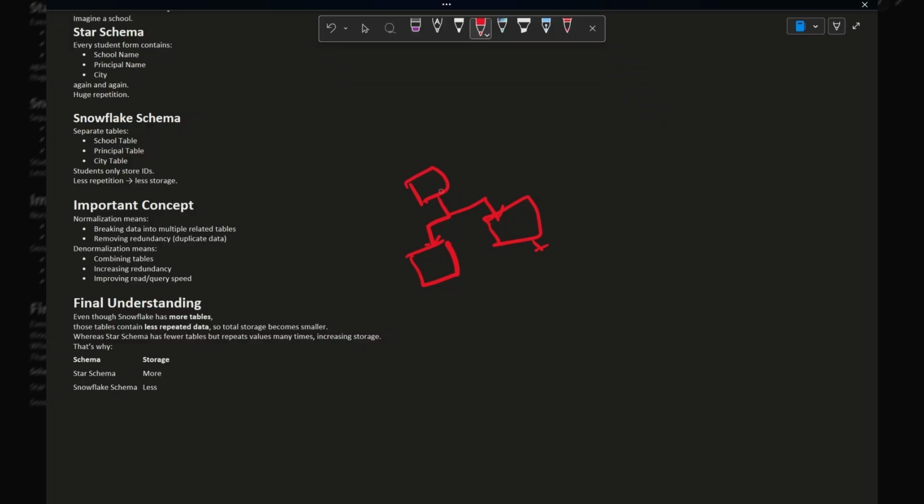So that's all about today's video, where we discussed star schema, Snowflake schema, when to use what, why Snowflake schema uses less storage even if it contains more tables, the difference between star and snowflake, and what normalization and denormalization are and why we do that.